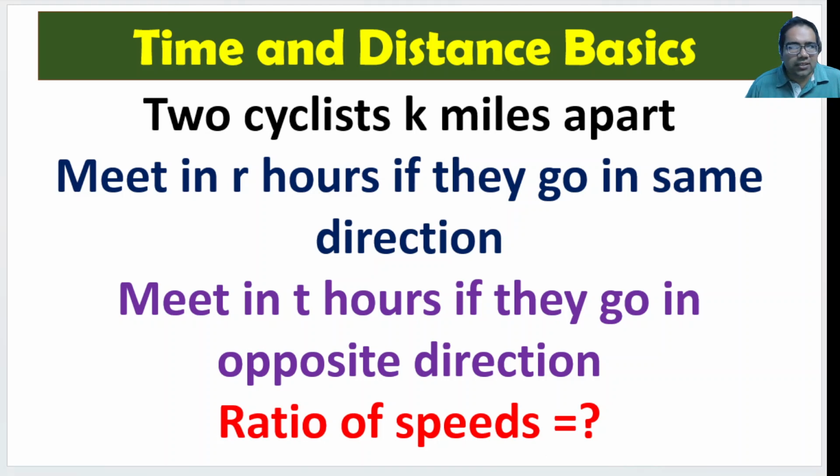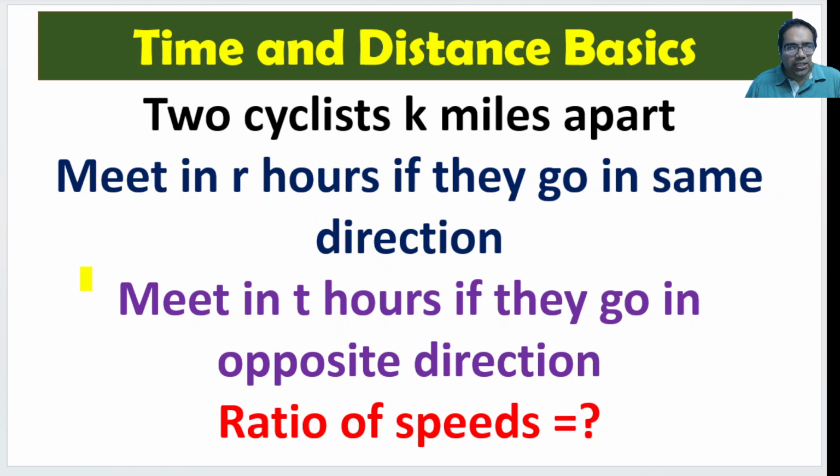Hi friends, here we have a very basic algebra question. We have two cyclists. They are k miles apart. Their distance is k miles. Now they are meeting in r hours if they are going in the same direction, and they are meeting in t hours if they are going in the opposite direction.